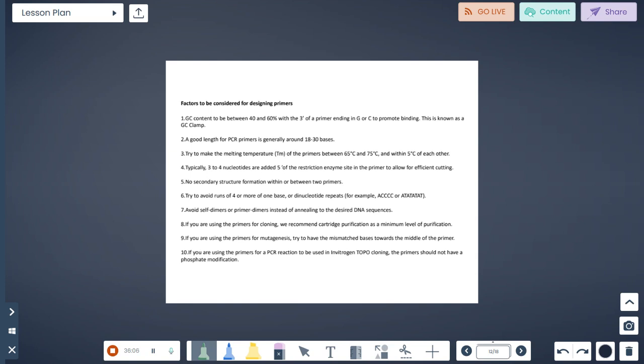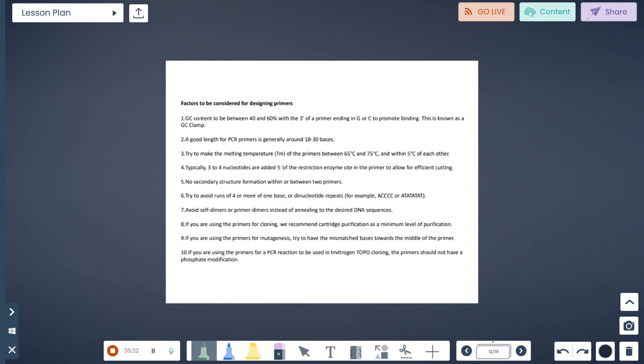And when you are setting the annealing temperature in the PCR machine also, what is the lowest TM? If the forward primer has the lowest TM or the reverse primer has the lowest TM, what is the lowest TM in the pair? Within 5 degrees below that, you will set the annealing temperature. Suppose the lowest TM is 65 degrees centigrade, you can set an annealing temperature from 60 to 65.